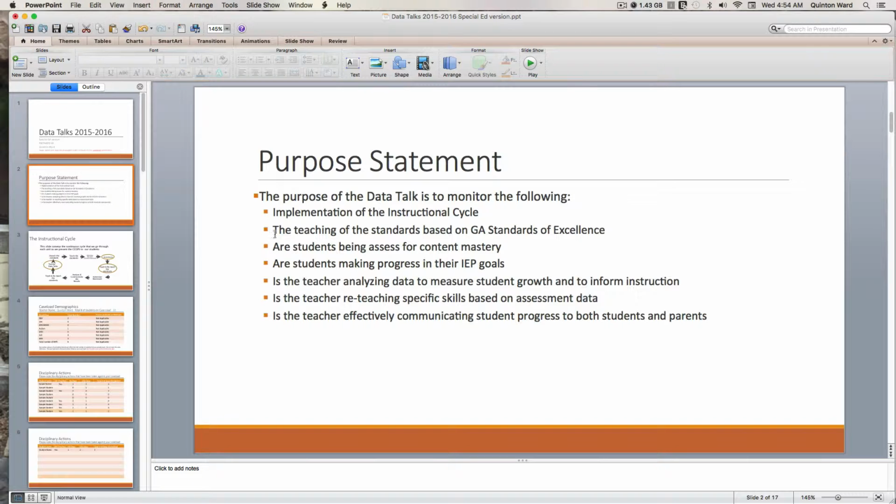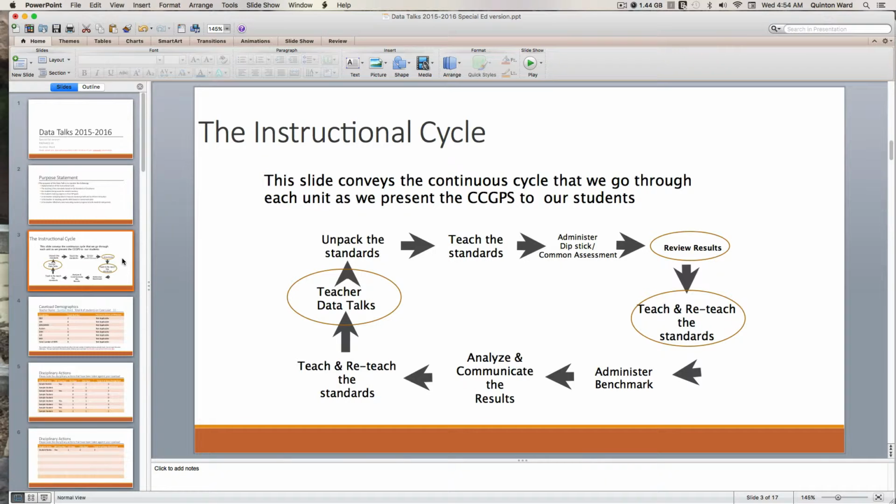Okay, we mentioned in the first bullet point to monitor the implementation of the instructional cycle. Well, what is the instructional cycle? On phase 1 of the instructional cycle, teachers are to unpack standards. Unpacking standards basically means that we are to get a good understanding of what students are supposed to know, understand, and be able to do, at the level of rigor they're expected to know, understand, and be able to do it. Then we go through the process of preparing lessons and teaching the standards.